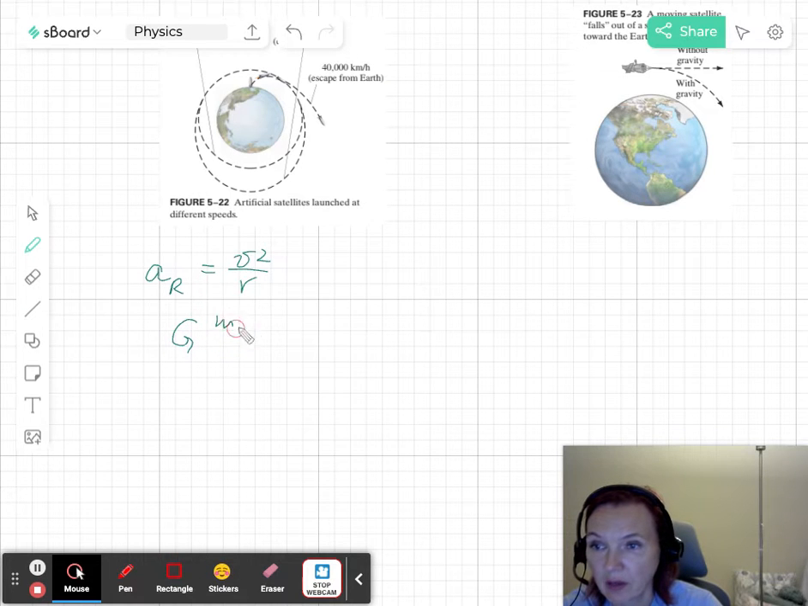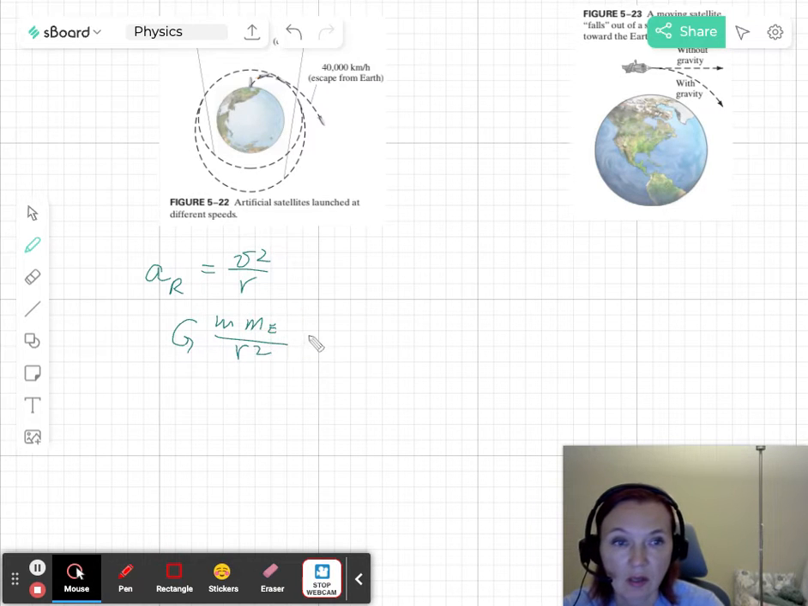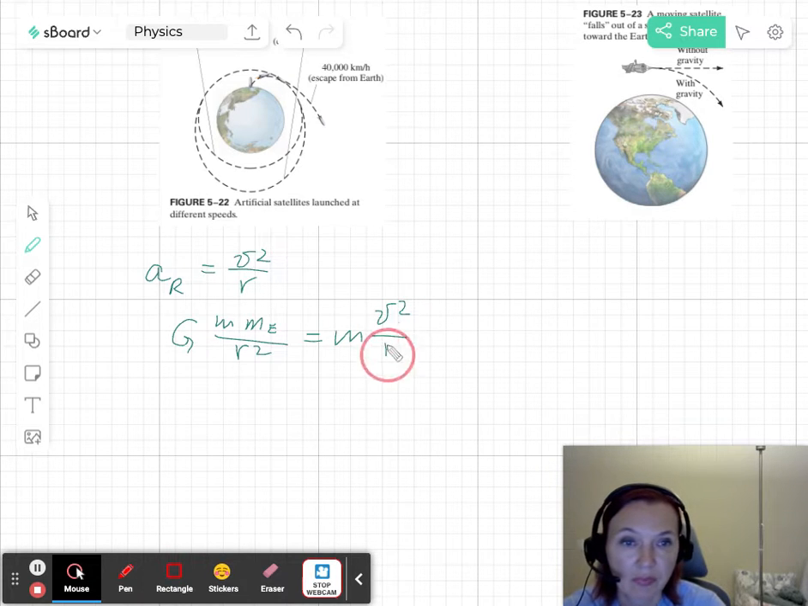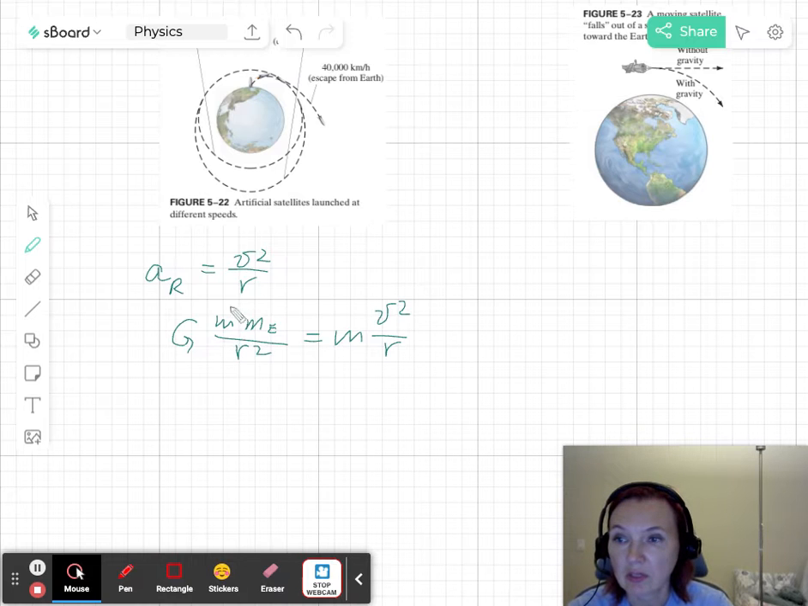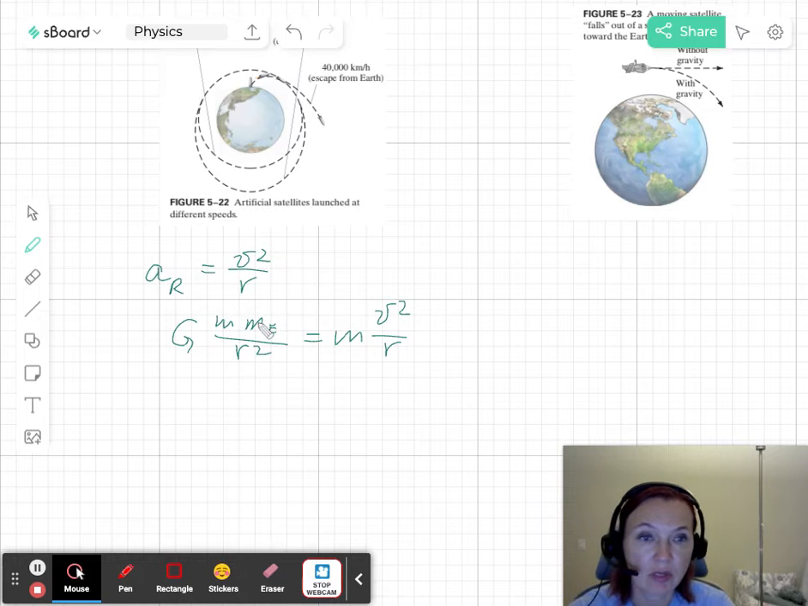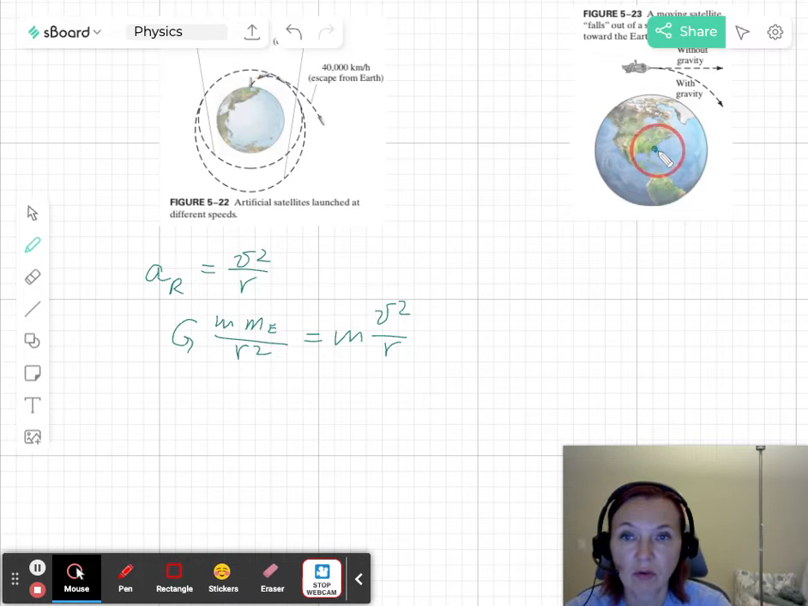G m times the mass of the Earth over r squared has to be equal to m a, and instead of a, we are using v squared over r. Here m is the mass of the satellite, and M_E is the mass of Earth. r is the distance from the center of the Earth to our satellite.